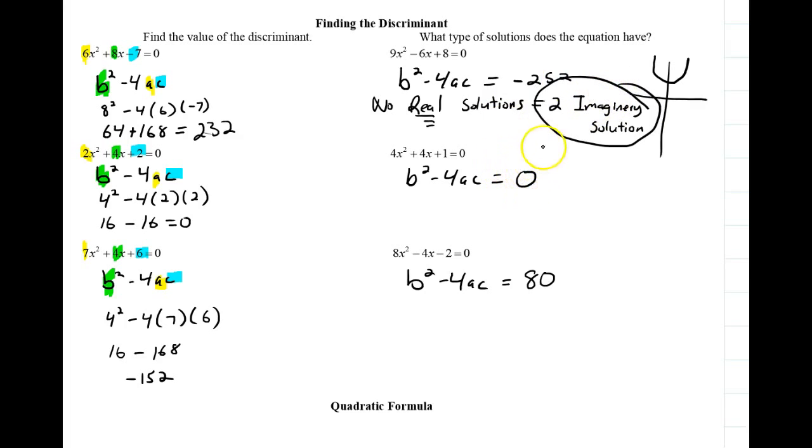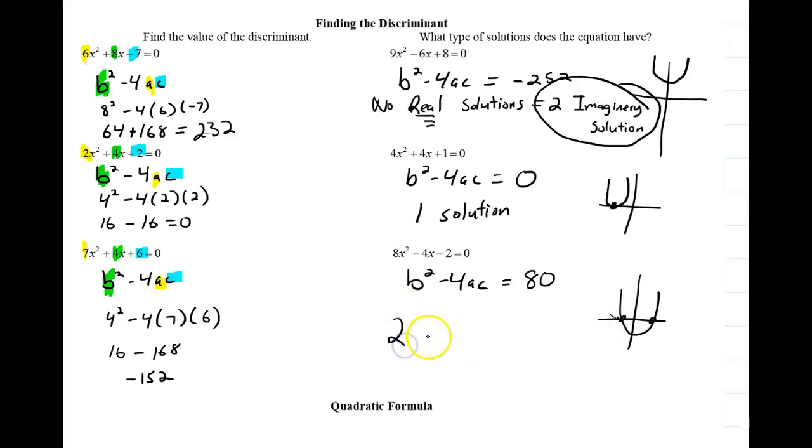Now if it's 0, that actually means that when you graph it, it touches the x-axis only once. And so here this has one solution. And you could say one real solution. When it's a positive, that means it touches the x-axis twice. And so here we say it has two solutions or two real solutions.